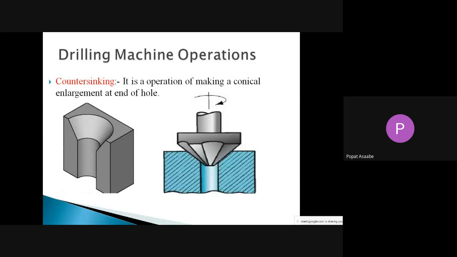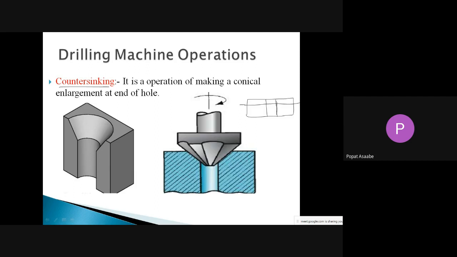The next operation we can carry out on the drilling machine is counter sinking. Again, it is similar to counter boring. Counter sinking is the operation of making a conical enlargement at the end of the hole. Suppose this is the workpiece, and in that workpiece we have already produced a hole. Suppose here we want to make the counter sinking. Counter sinking means we make enlargement of some portion of this already existing hole.